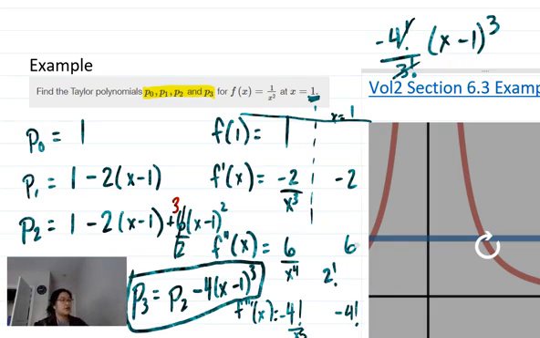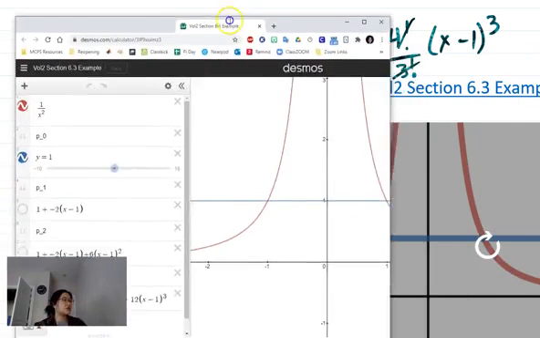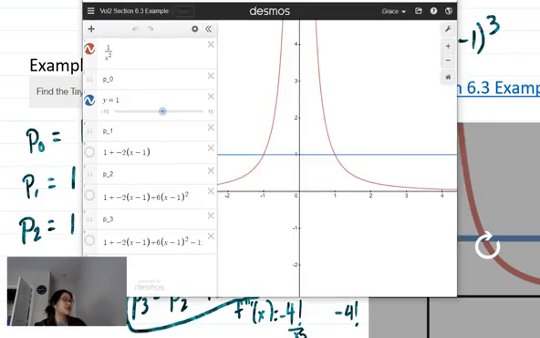Okay, so that looks a little bit confusing, but we end up with a horizontal line, and then another not horizontal line, and then we end up with a parabola, and then we end up with a cubic function. So let's look at what those look like.